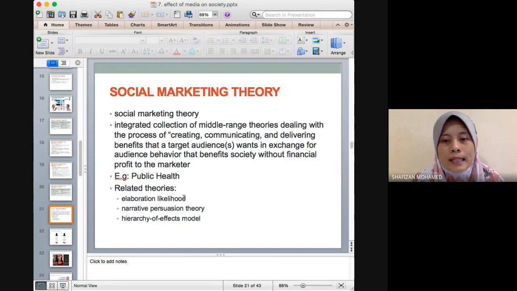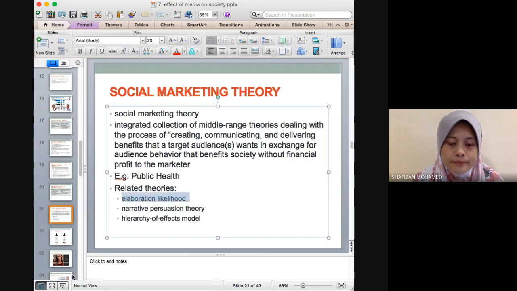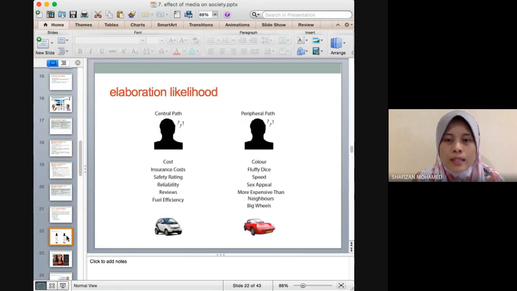For example, the elaboration likelihood theory. What is this theory? This theory states that the media can influence or change the audience's mind or opinion on something, depending on the kind of messages they send. There are two types of messages, and two ways to send a message. One is through the central path, and the second is through the peripheral path.